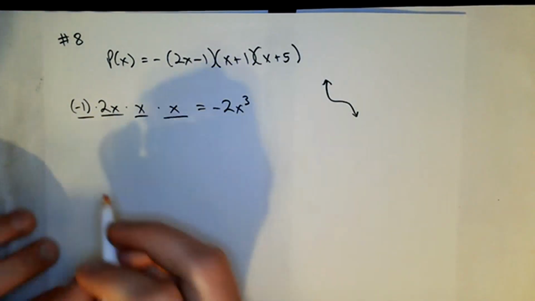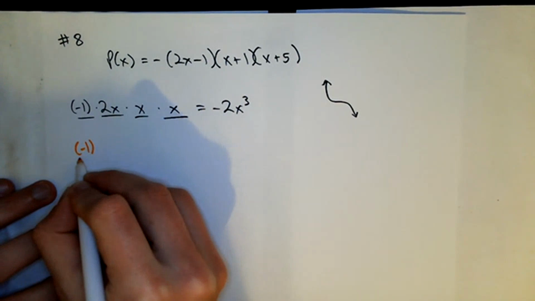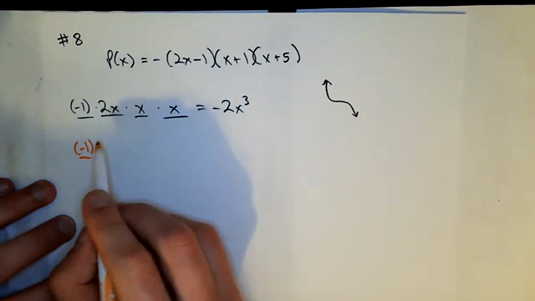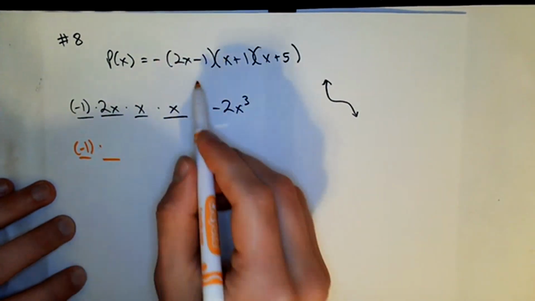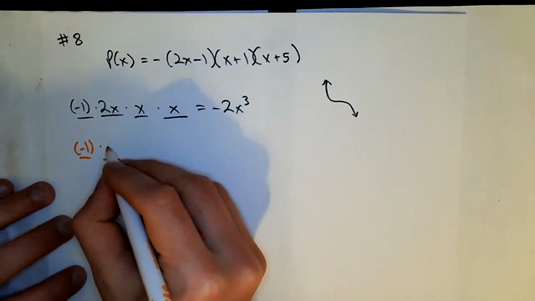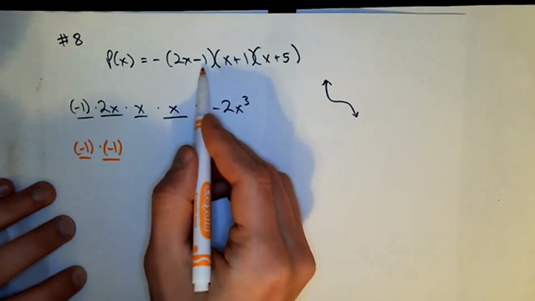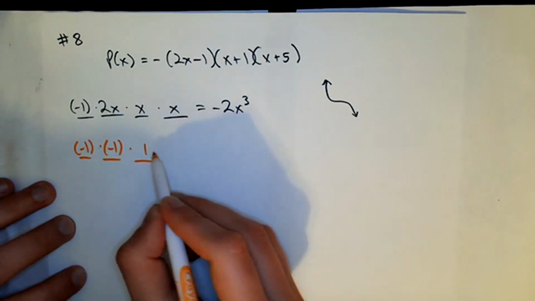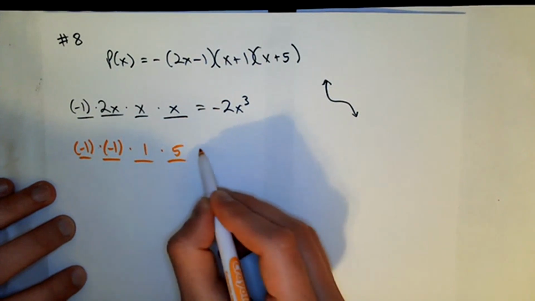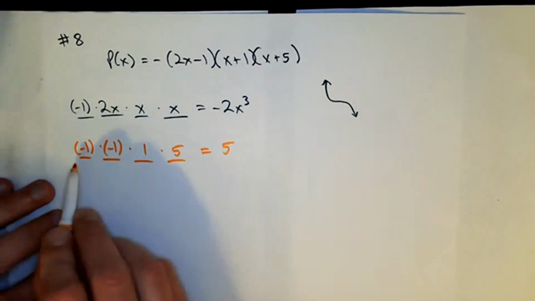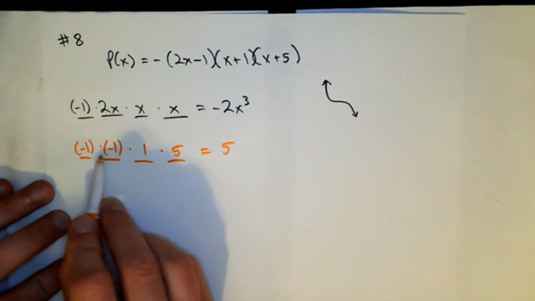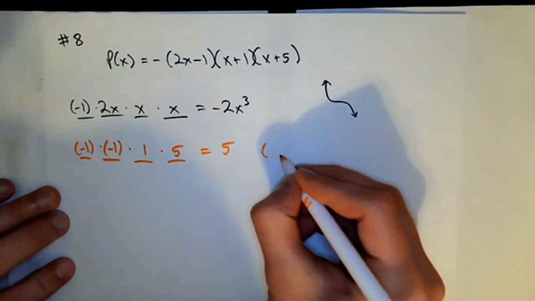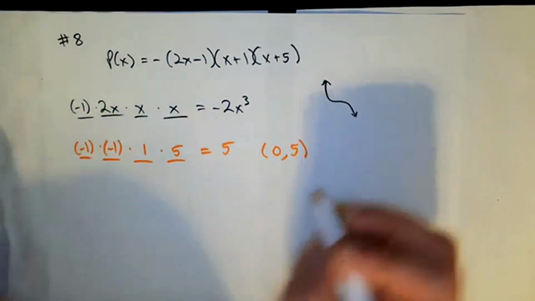Well, you take that negative up front. Don't discount that. When that negative's up front, you've got to make sure you involve that. And then you take the product of all of the constant terms. So another -1 from this, and then times 1, and then times 5. And that's giving me 5. Right, 1 times that is positive 1 times 1 times 5. So I've got a y-intercept at 0, 5.